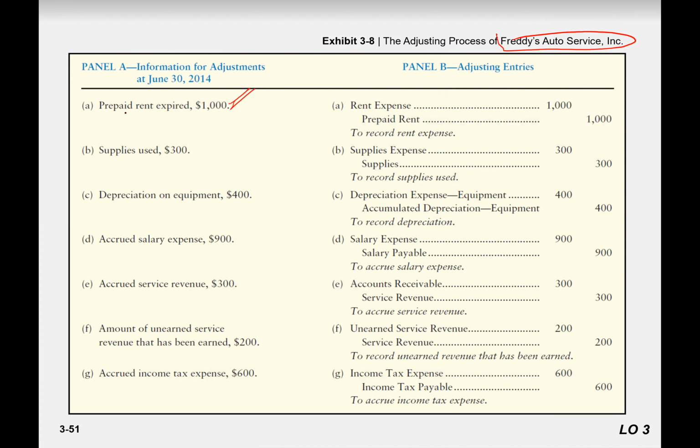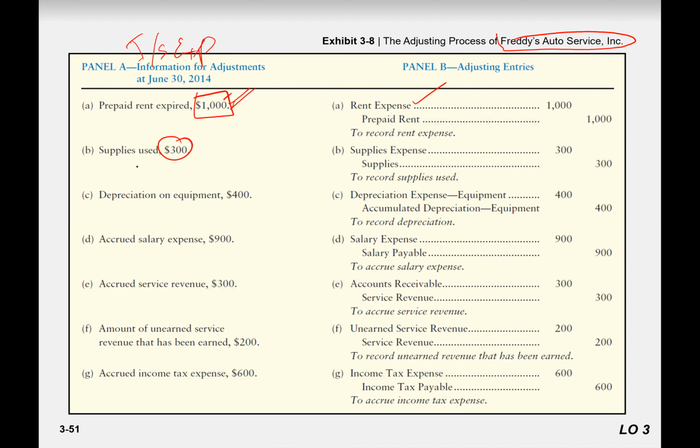So if prepaid rent expires, it means 1000 worth of rent from prepaid is now consumed. Prepaid rent is our asset. Asset is now decreased by 1000. Asset decrease, credit, right? And this prepaid rent is going to be transferred to the income statement as expense. So this 1000 has converted into expense. We consumed $1,000 worth of rent. So expense to decrease in asset. Decrease in asset, we have prepaid rent. So the entry would be rent expense to prepaid rent.